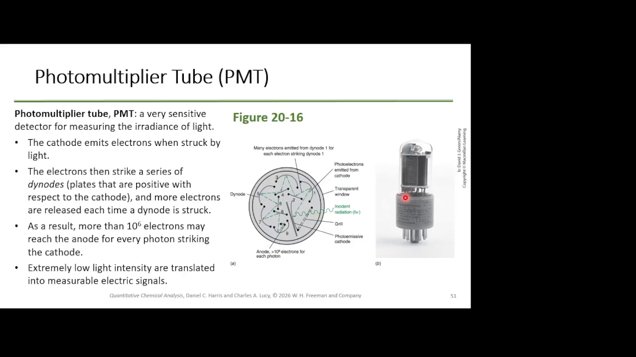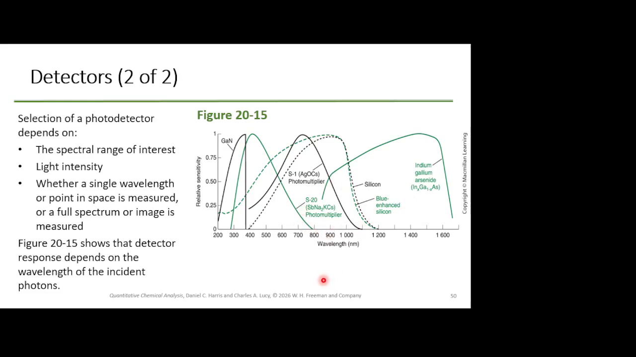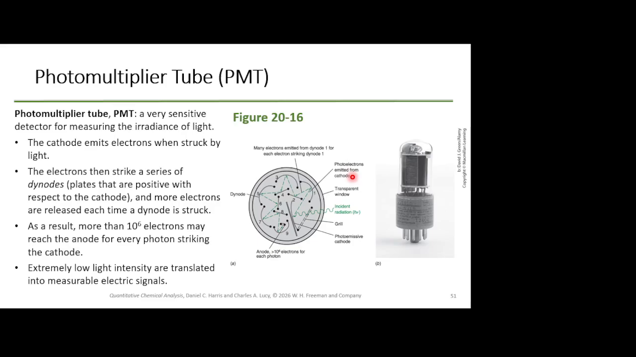This is a photomultiplier tube, PMT. These are still very much in use, but most commercial instruments are no longer using them. Most commercial instruments are going to use something you can lay down that's like a solid of some sort, because these are actually quite fragile. They're very sensitive detectors, though, and they can measure the irradiation of light in very, very tiny quantities.